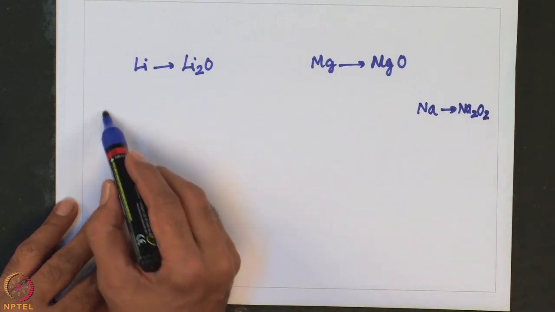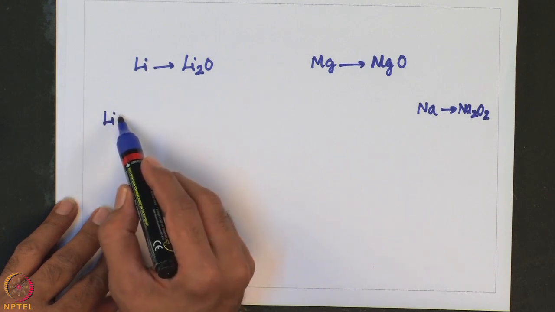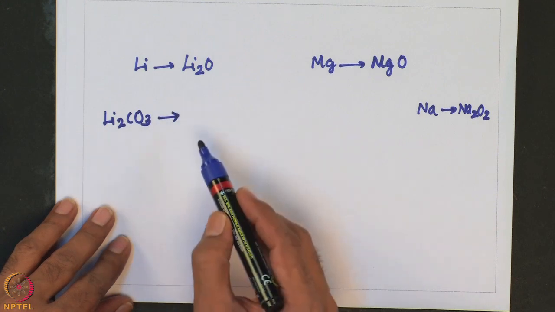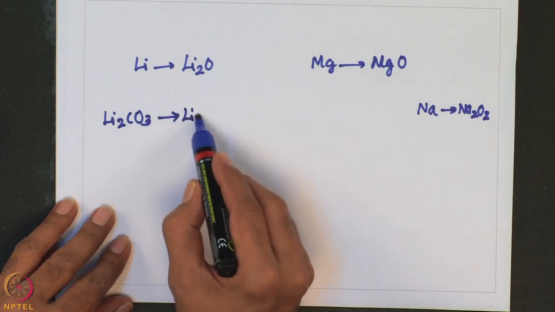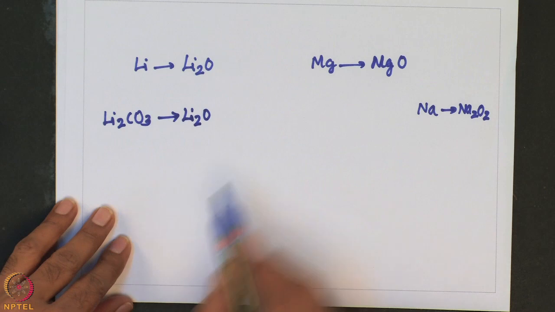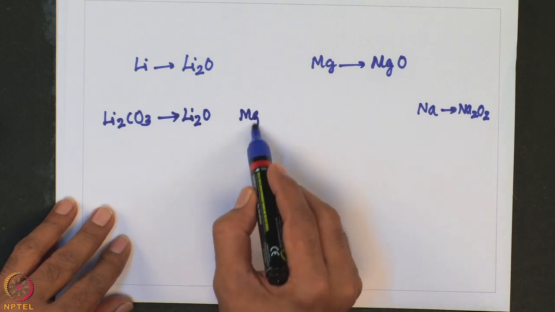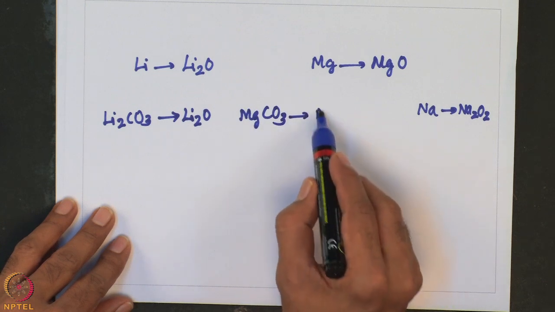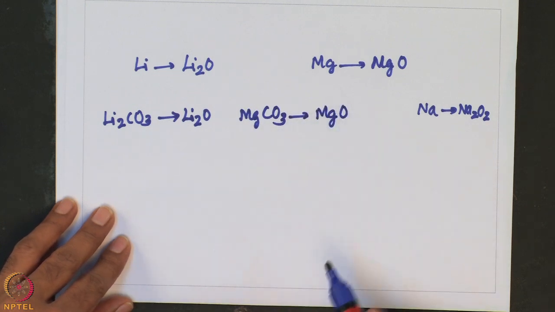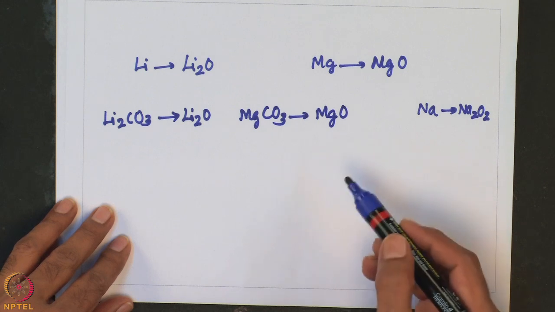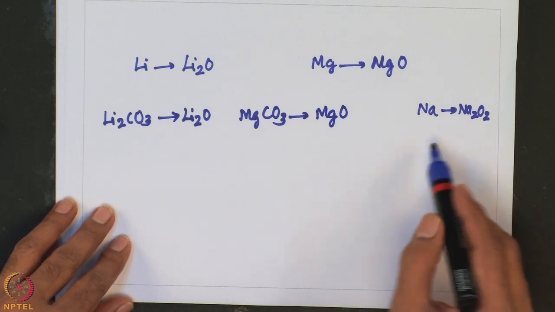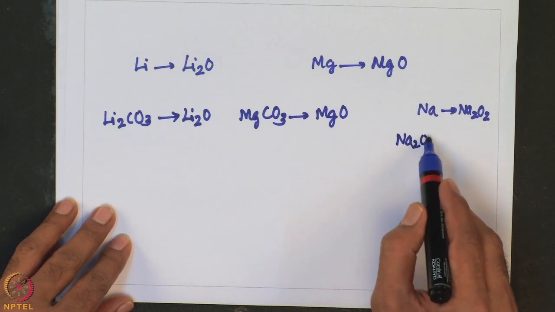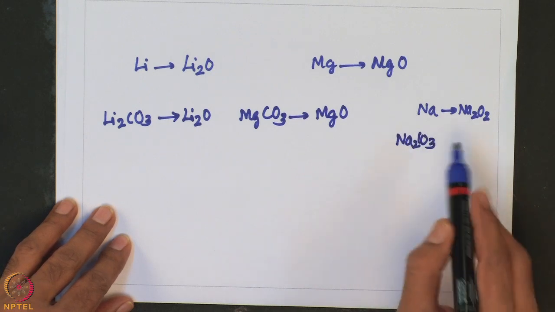Okay. So, let us look into lithium carbonate. On heating, it readily gives lithium oxide plus CO2. Similarly, magnesium carbonate on heating gives magnesium oxide and carbon dioxide, whereas Na2CO3 is relatively more stable.